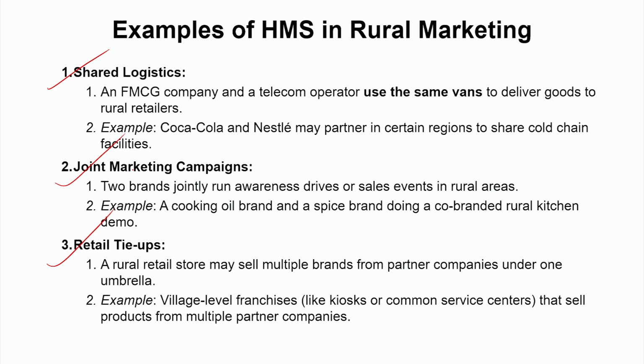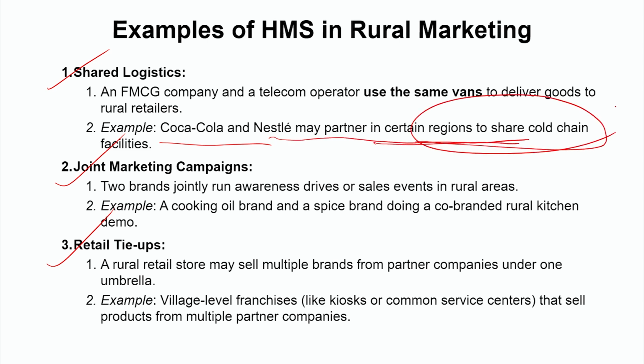What do they do? We have an example of Coca-Cola, shared logistics. Coca-Cola and Nestle partner in certain regions to share the cold chain. The cold chain is available at one place, they both place their products and they do the marketing. The shared logistics is there. Joint marketing campaign: a cooking oil brand and a spice brand doing a co-branded rural kitchen demo. It means what?